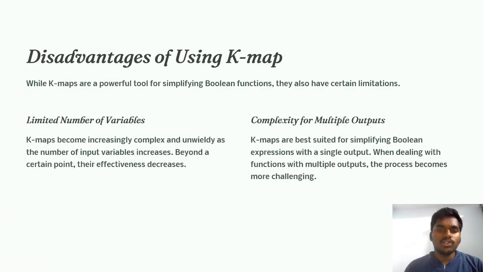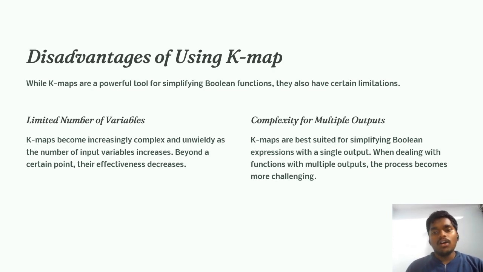Disadvantages of using K-maps. While K-maps are a powerful tool for simplifying Boolean functions, they also have certain limitations. First, limited number of variables. K-maps become increasingly complex and unwieldy as the number of input variables increases. Beyond a certain point, their effectiveness decreases.